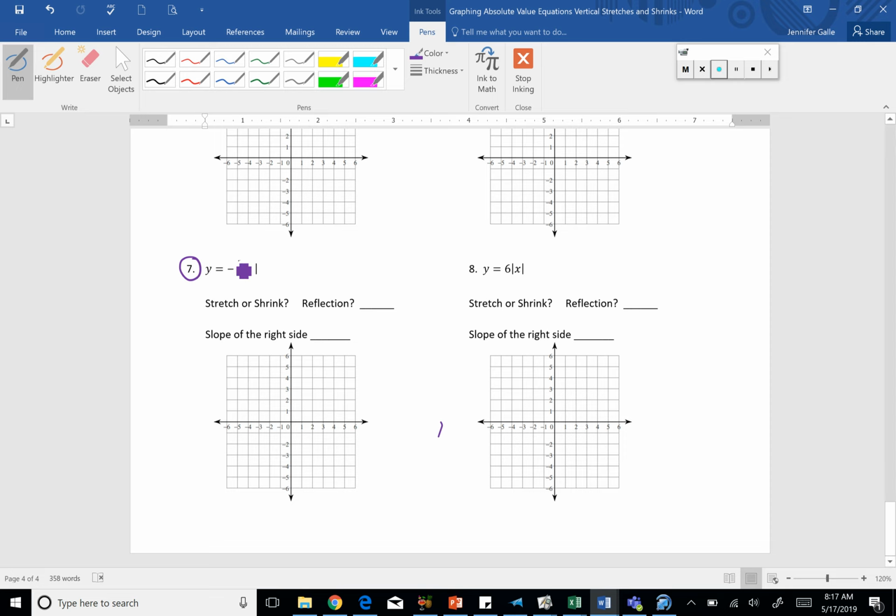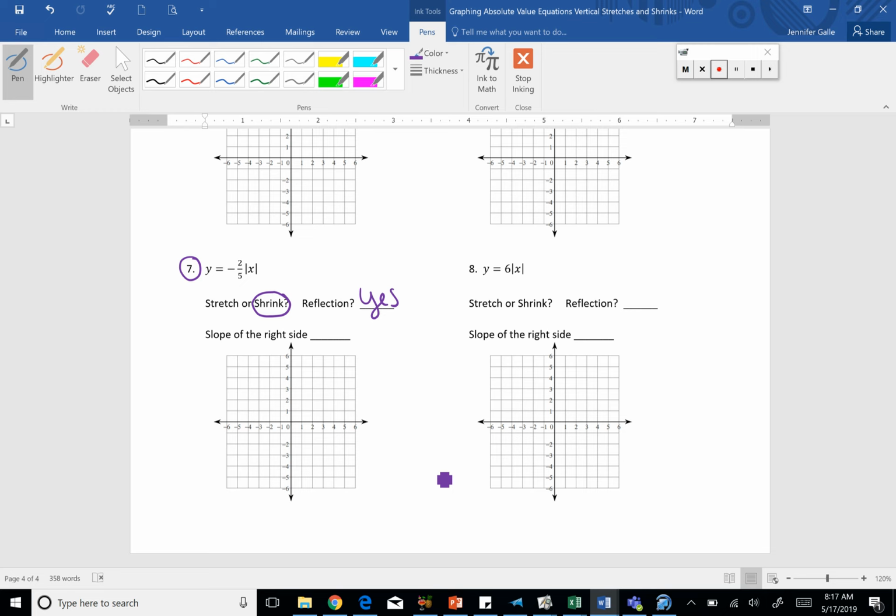So when I look at my number, it's 2/5. 2/5 is smaller than 1. That's going to shrink my graph. Do we have a reflection on this one? Yes, we do. How do we know that there's a reflection? Yeah, there's a negative. So when I graph this, what should happen to my V? It is wider. Then what does the reflection part do? It's upside down. So because of the shrink, we have a flatter V, and it should be opening down. It should be upside down.